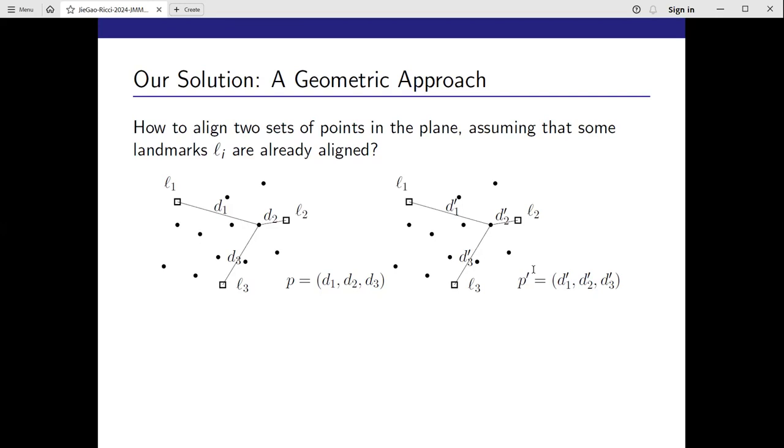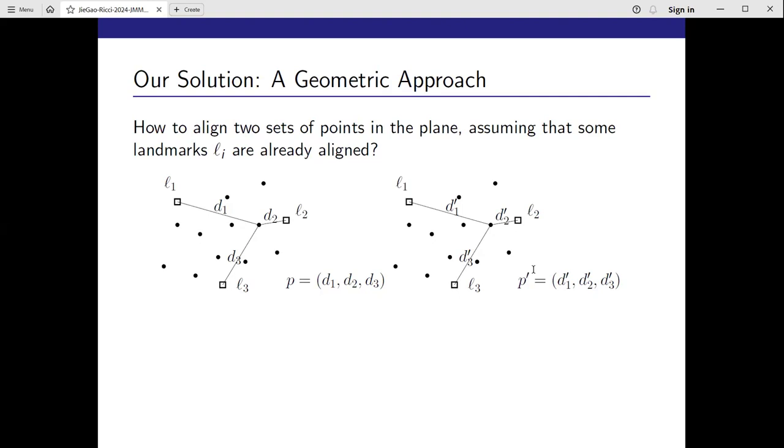So for example, if we have two sets of points in the plane, how do we align these two sets of points? One idea is I can imagine that, let's say I'm taking 3 landmarks, and for every vertex I measure the distance to the 3 landmarks. This is basically a barycentric coordinate in a 2-dimensional setting.